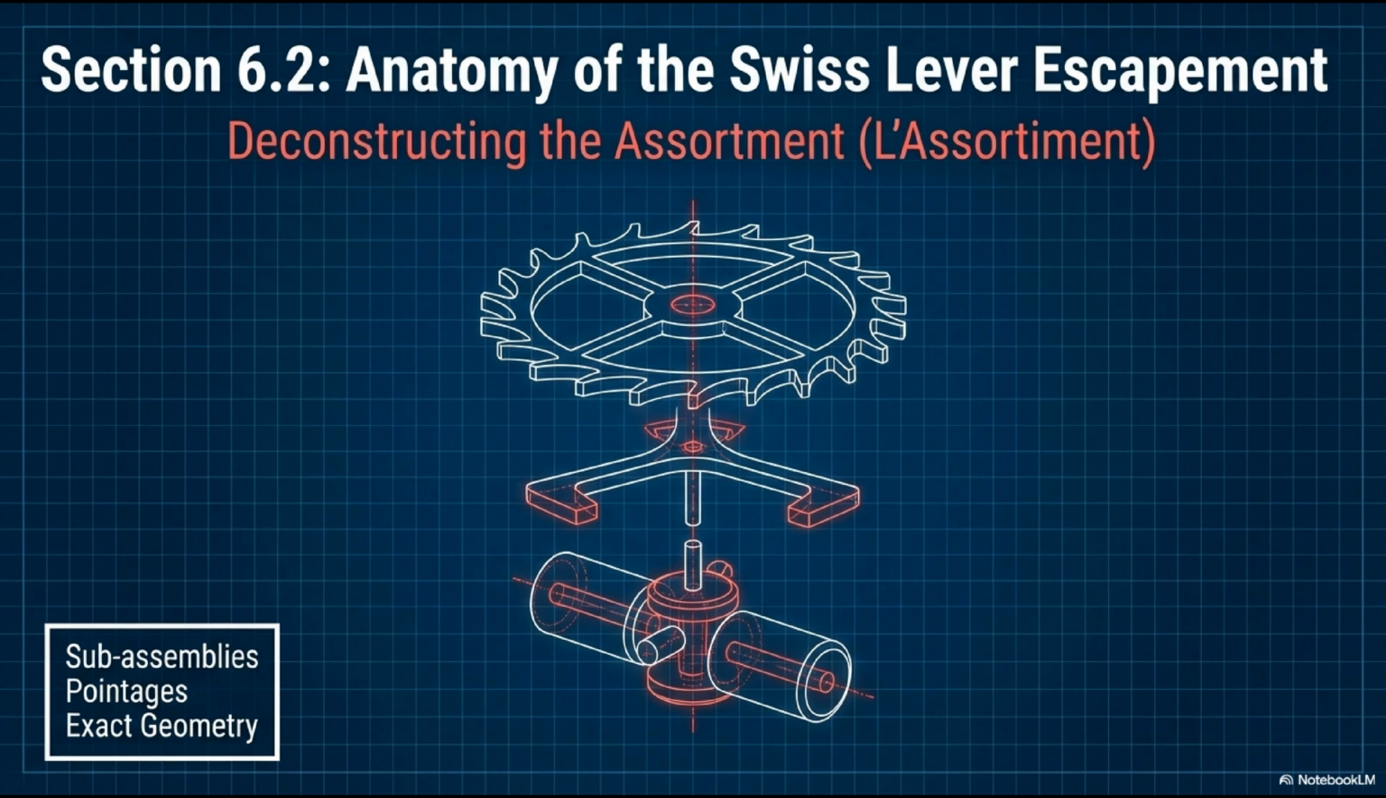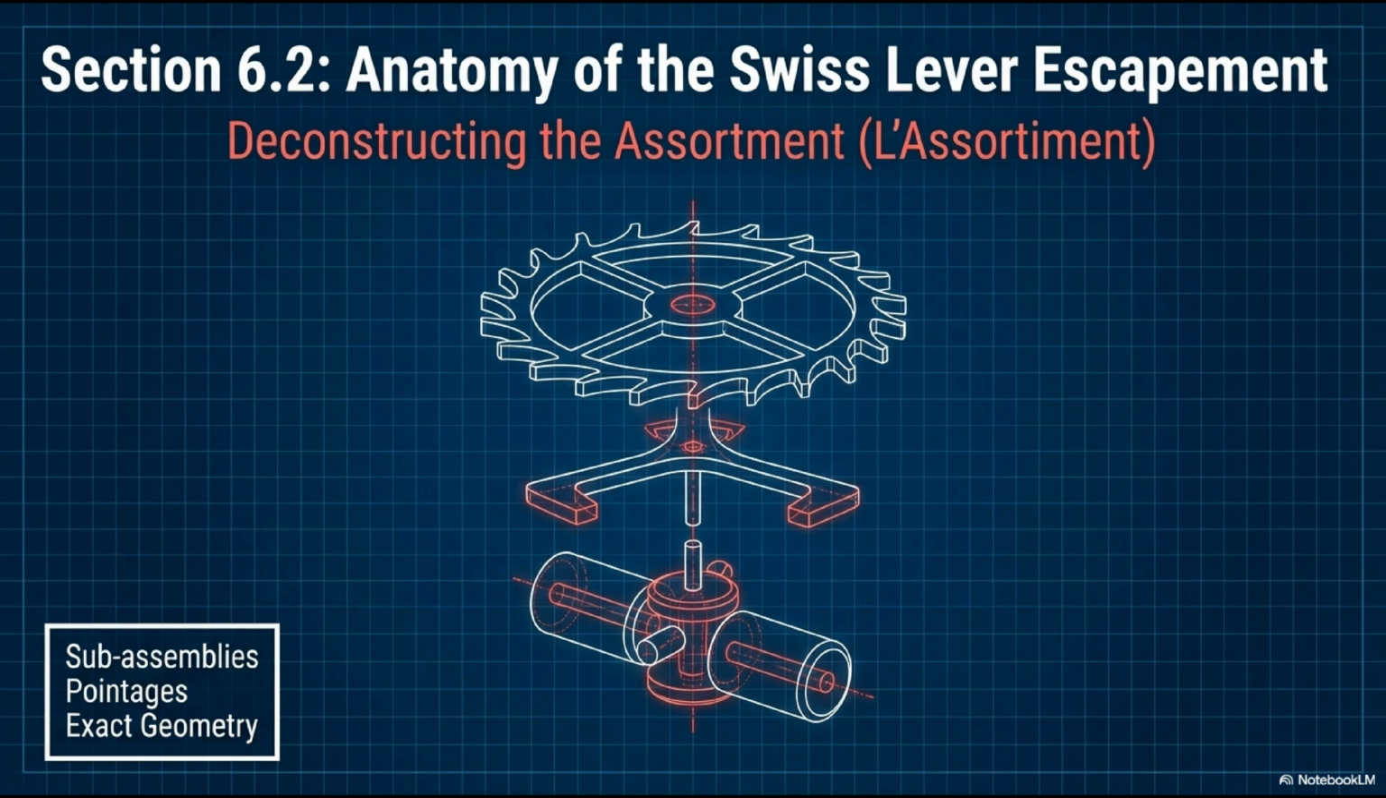The assortment has three primary subassemblies, stacked along a common vertical axis in the movement. Reading from top to bottom in the cross-section diagram, at the top of the stack sits the escape wheel, mounted on the escape pinion, the final pinion of the gear train. In the middle of the stack sits the pallet fork, pivoting on its own dedicated staff, the tige anchor. At the bottom sits the double roller assembly, pressed onto the balance staff, the axle of the balance wheel.